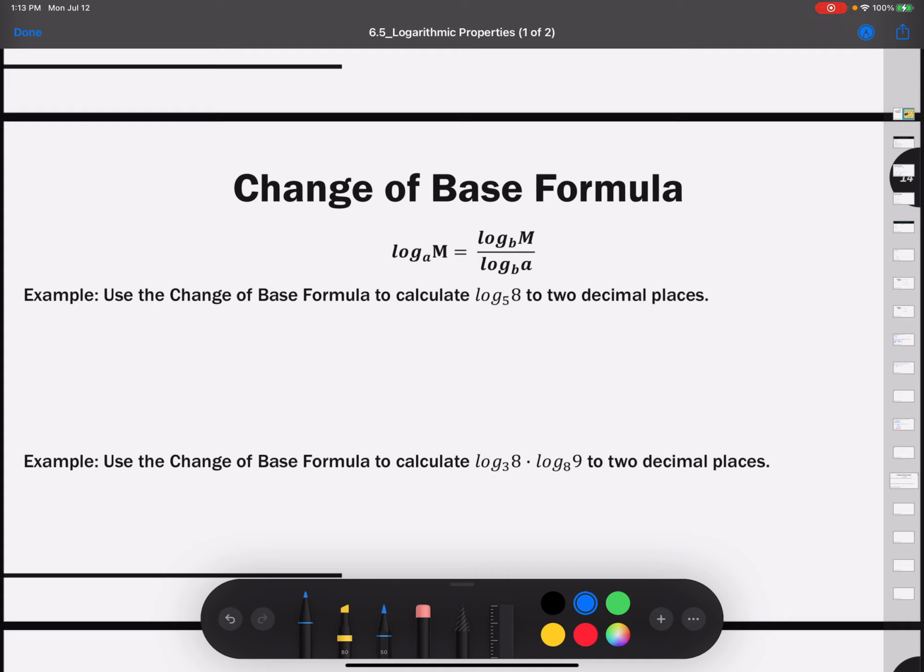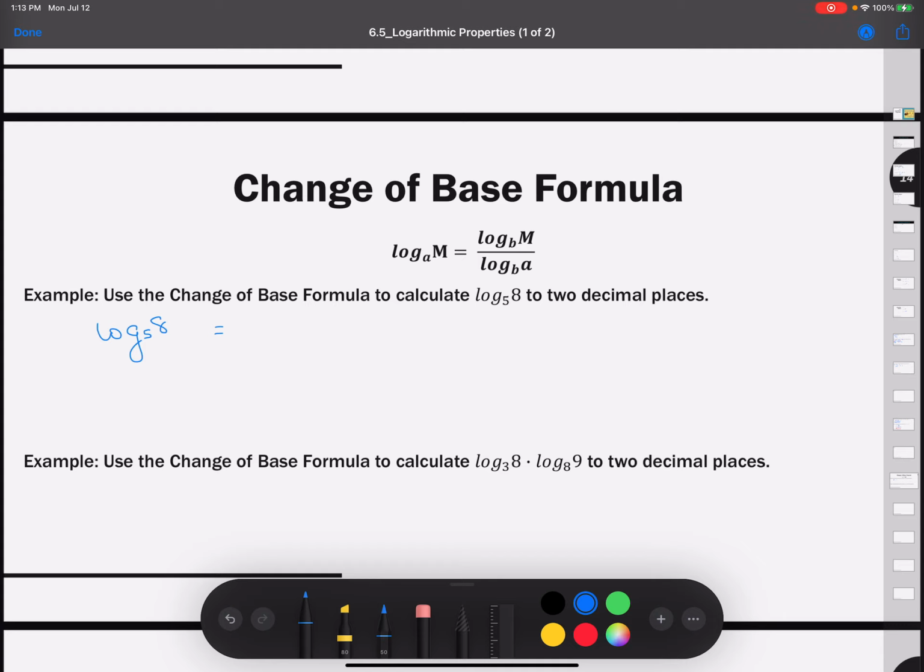So use the change of base formula to calculate log base 5 of 8 to 2 decimal places, right? So we want to calculate log base 5 of 8. So what is log base 5 of 8? Right, so log base 5 of 8. I mean, we can't use our calculator, right? So that's why we have to change the base formula, so we can't compute that.